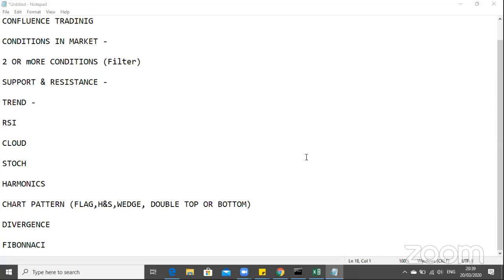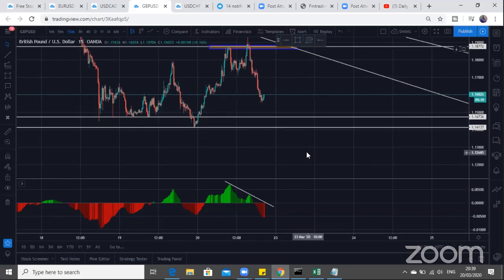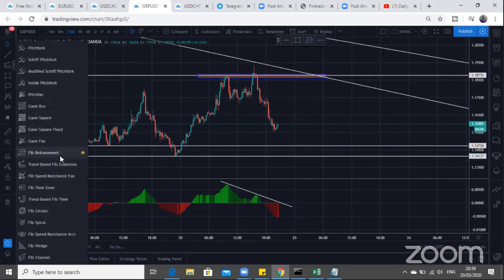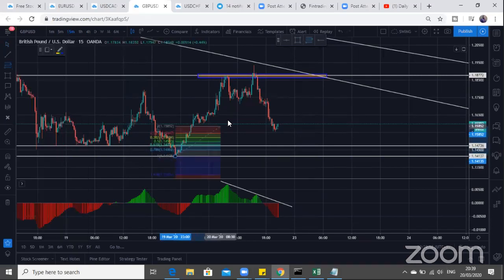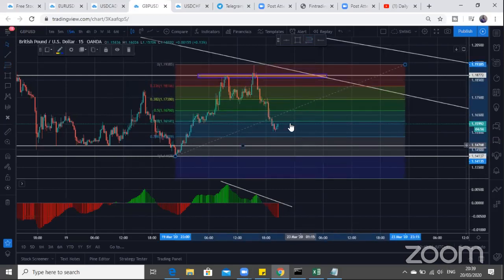Okay, guys, let's get back to work. How many of us are enjoying tonight's training? Another condition is Fibonacci. I pick Fibonacci here, the retracement, and I draw it from the top to the middle, and you will see that it will be around a fib entry. Can you see that? It's around a fib entry.